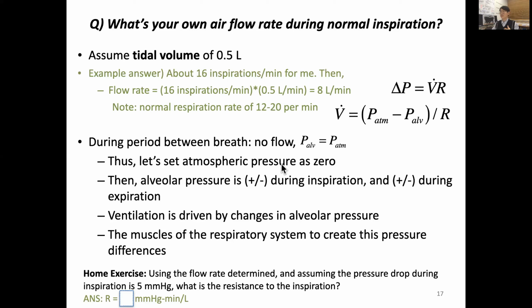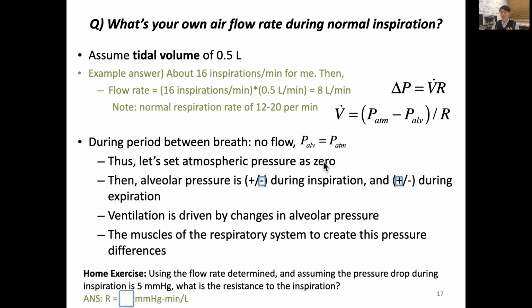So let's set atmospheric pressure as 0. Then alveolar pressure during inspiration, which means the flow is coming from outside to inside, should be positive because outside to inside is defined as positive. So the alveolar pressure can be defined as negative. Likewise, vice versa, during expiration, the alveolar pressure should be positive so that the air can go out, as we define the outside pressure as 0.